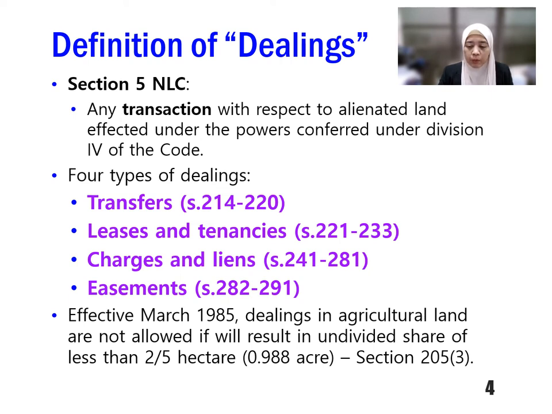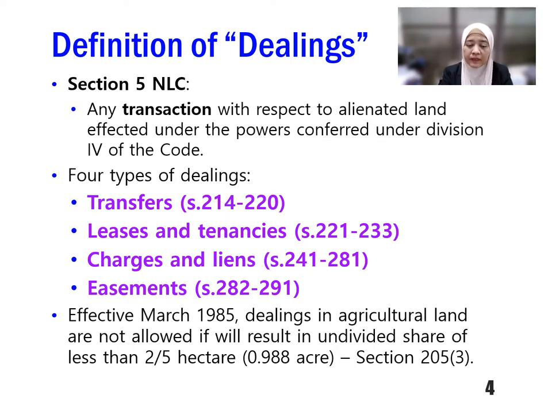But I hope you realize there are other dealings that are available under National Land Code. So if you notice there, leases and tenancies come together, right, and charges and liens as well are categorized under the same category. So when you see leases and tenancies together, it shows that both have similarities.